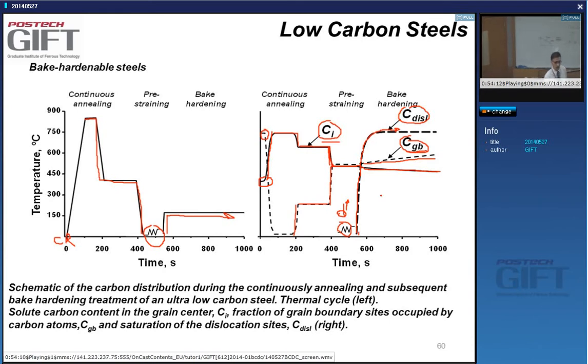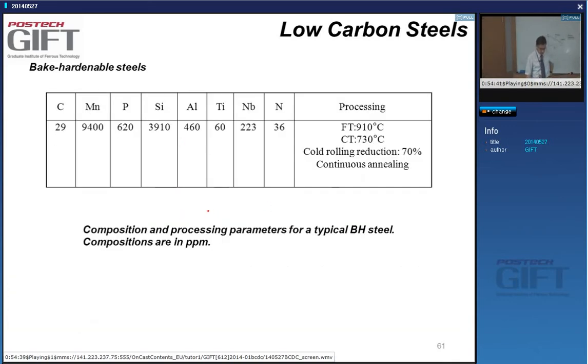If you don't have many dislocations and you have a well-annealed structure, there's going to be lots of carbon. The impact of the grain boundaries will be relatively important. If you have small grain sizes, the impact of the grain boundaries is also important. But once you strain the material, the impact of grain boundaries is smaller.